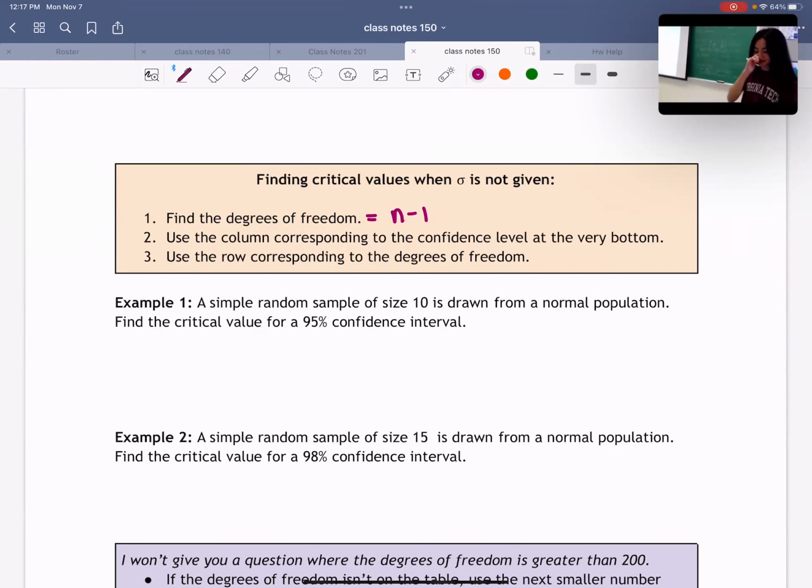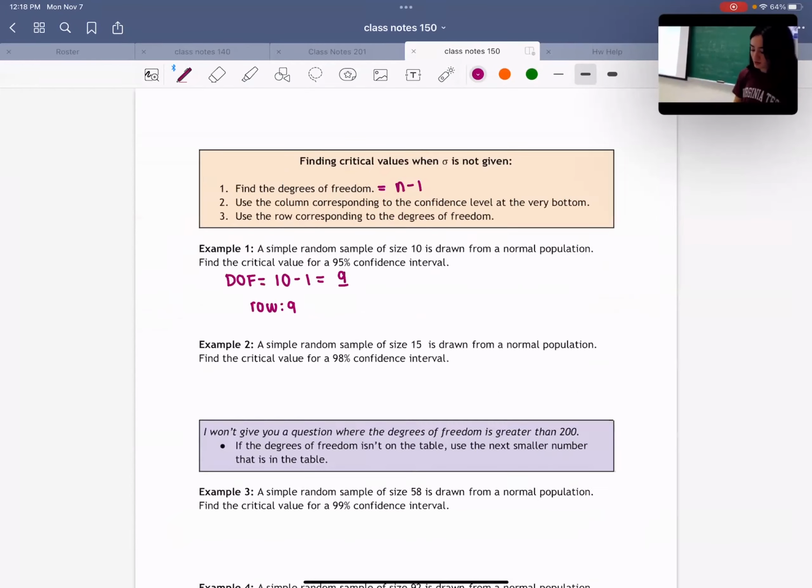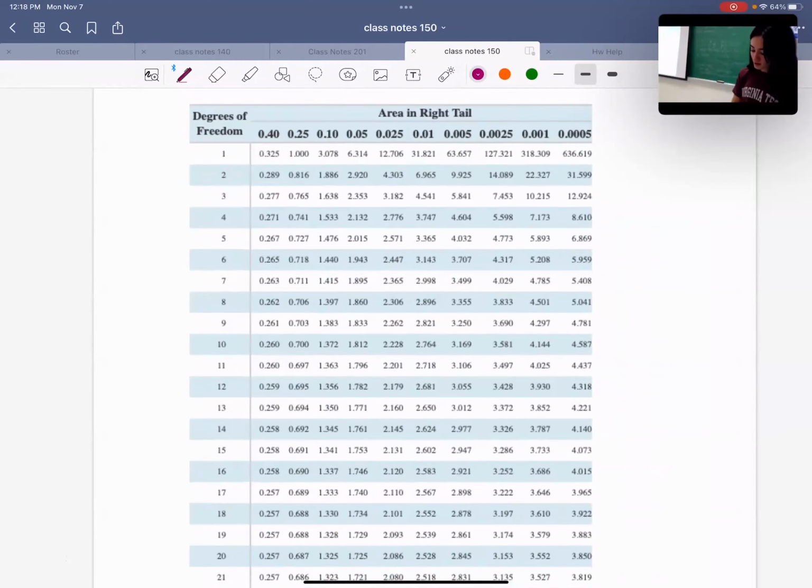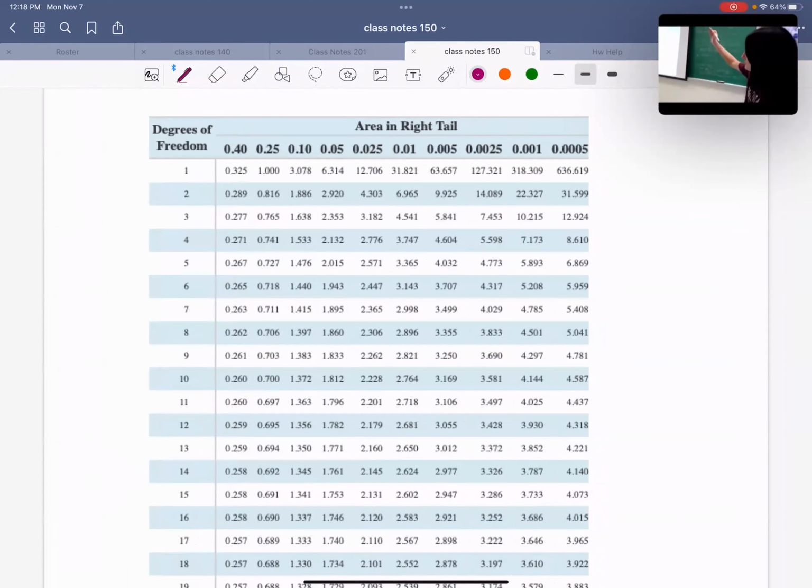Let's do this example. We have a simple random sample of size 10, and it's drawn from a normal population. Okay. We want to find a critical value for a 95% confidence interval. Well, maybe we should find the degrees of freedom first, right? What should I subtract to get the degrees of freedom? 10 minus 1, right? That's our easy formula. We should get 9. Okay, so in our chart, we're going to look at the row that's labeled 9. Let me just go back to this chart real quick. Okay, we have this row on the very left, and it says degrees of freedom, and we have 9. So we're definitely looking at this row that says 9.